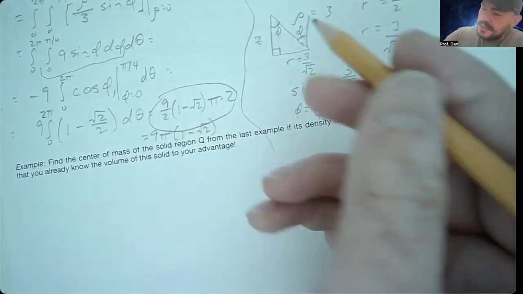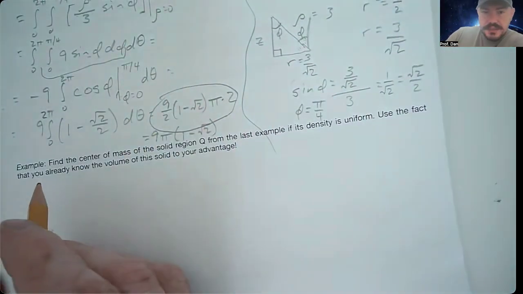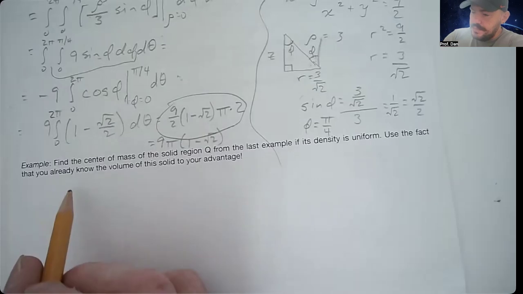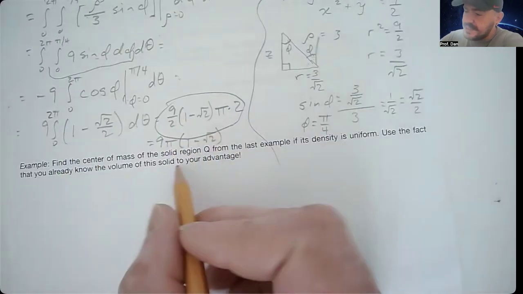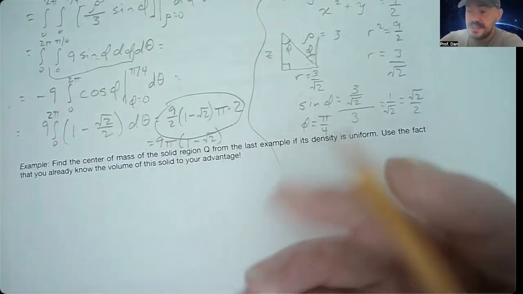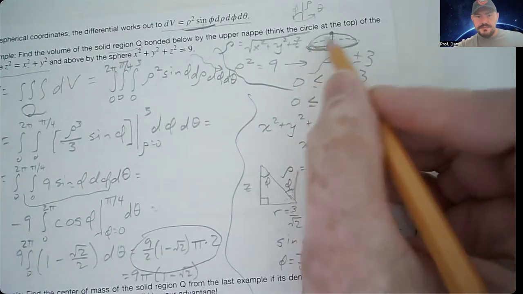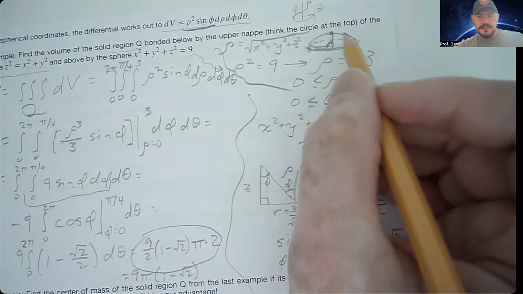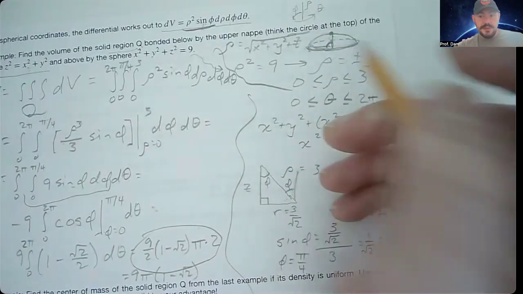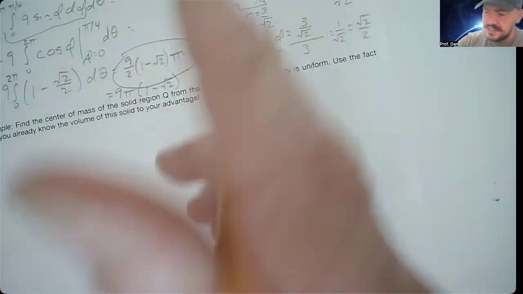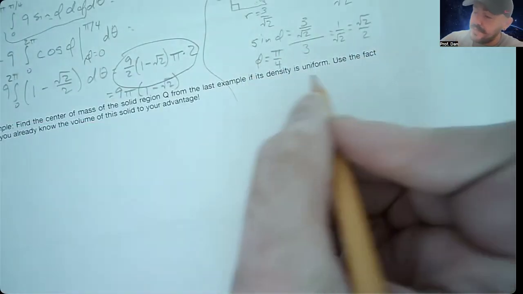Anyway, so we end up getting our volume, and that is how you do that one. Next one, we want to find the center of mass of the solid, of the exact same solid. Right, so we're still looking at this sphere cut off by the rim of a cone, right? That's still the solid that we're looking at.